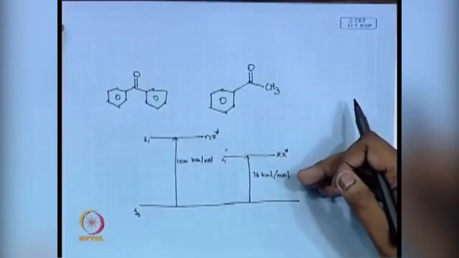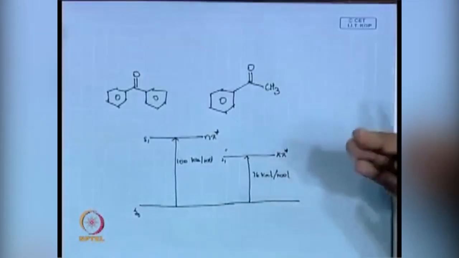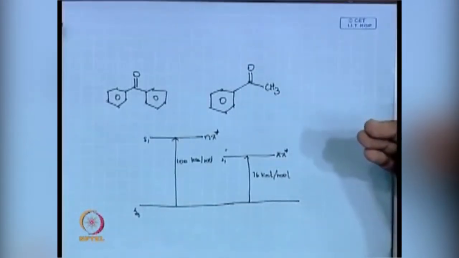So I want to say that when you do an alpha cleavage, it not only depends on your radical formation, it also depends upon which excited state it is happening from. If your n pi star is the lowest excited state, then you can see Norrish type 1 reaction. In this case the pi pi star is the lowest excited state, so you will see most of the pi pi star chemistry here. Clear? Any doubt? This you should know definitely: any photochemistry happens only from the lowest excited state.